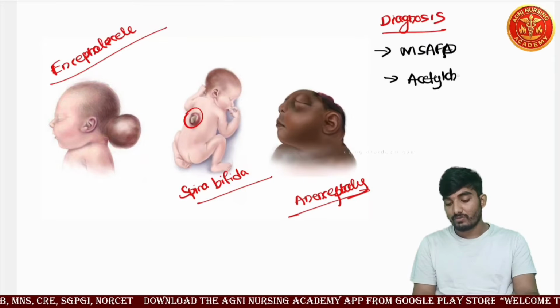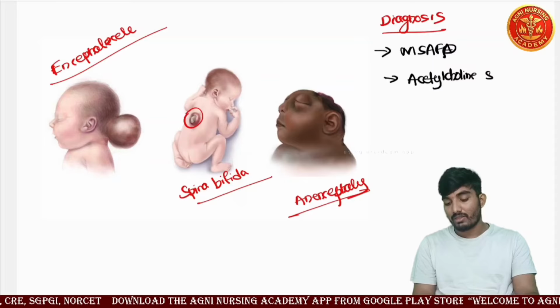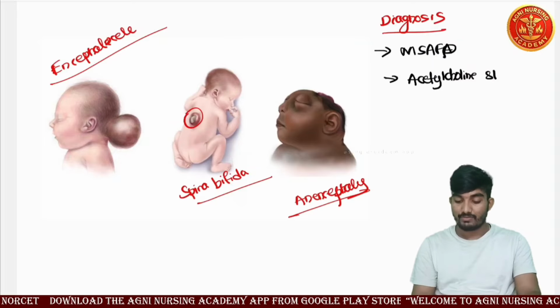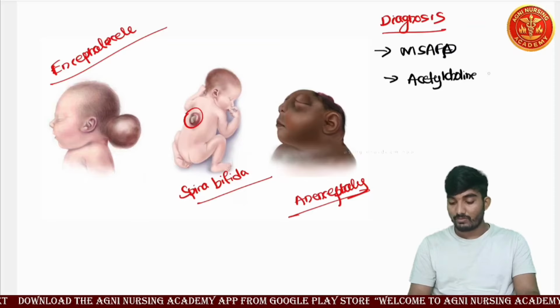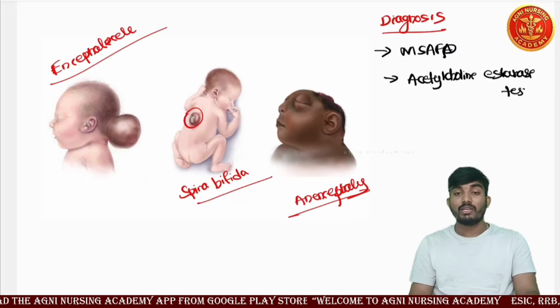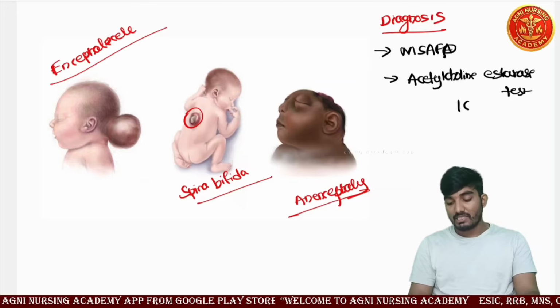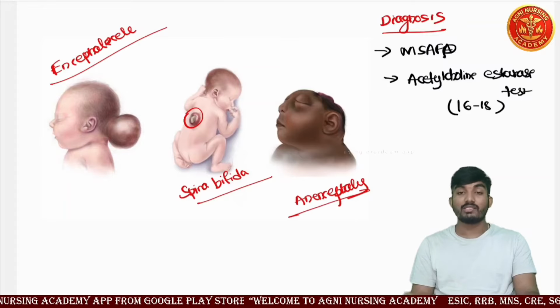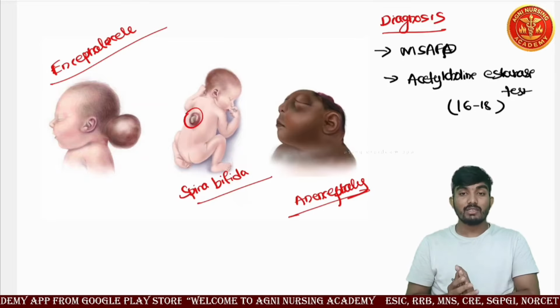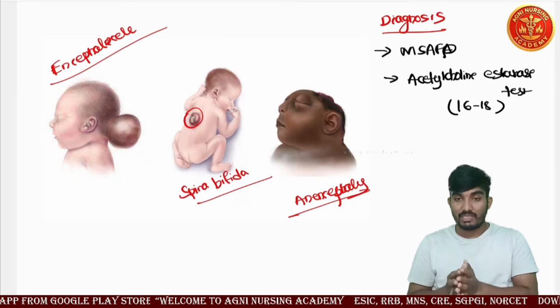Acetylcholine esterase. This test is done especially at 16 to 18 weeks to assess for neural tube defect. In this, we check the acetylcholine esterase level in the amniotic fluid.